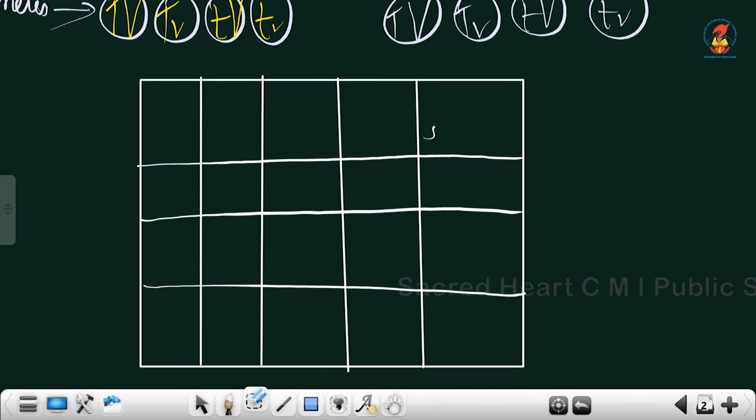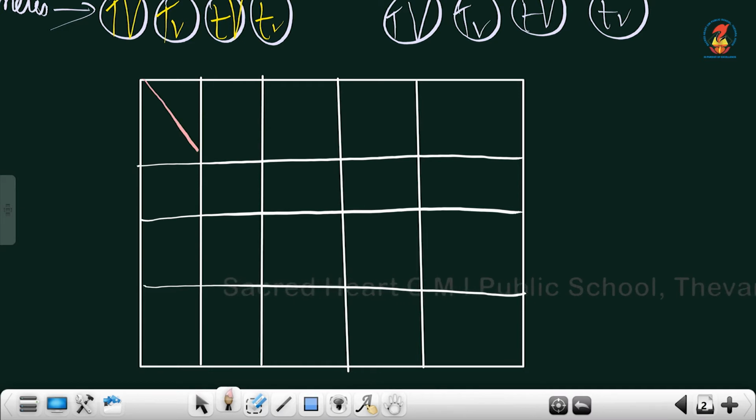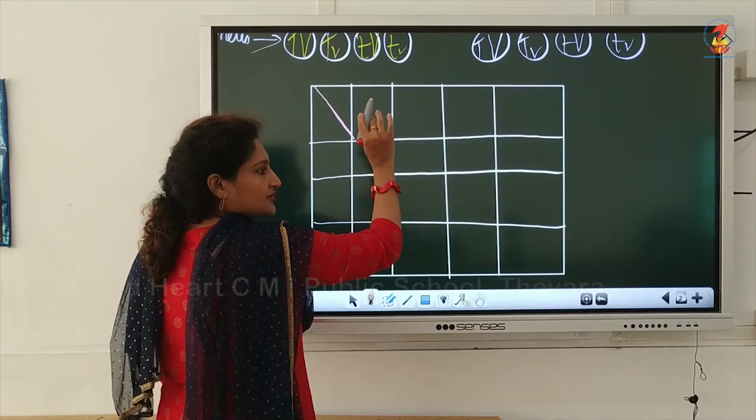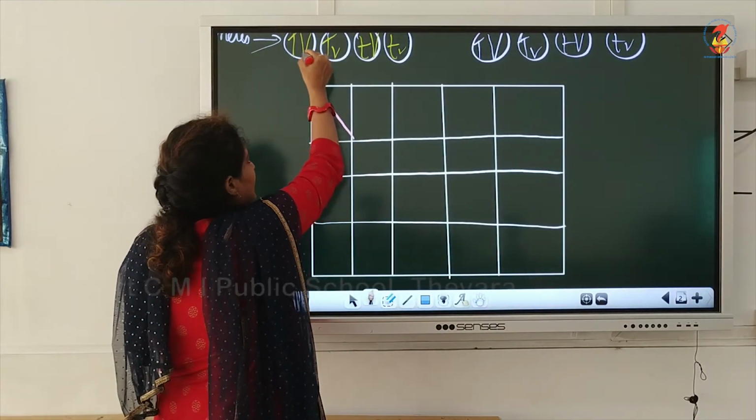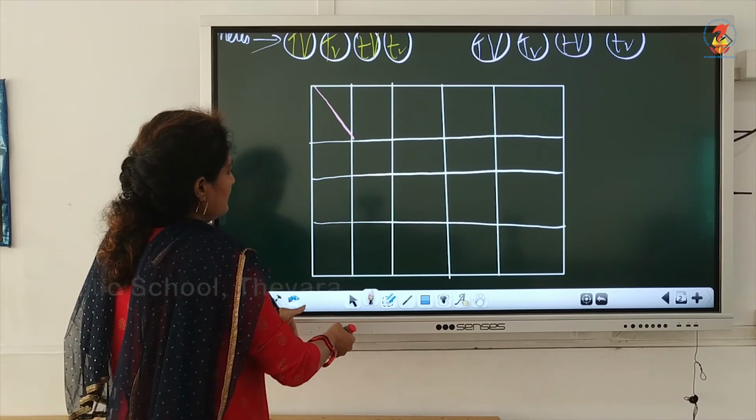Now you are going to fill the gametes. Remember, the first cell you just divide diagonally. We are not putting anything in that cell, so just strike that cell. Now we are filling the gametes of the one parent here and the gametes of the other parent here.